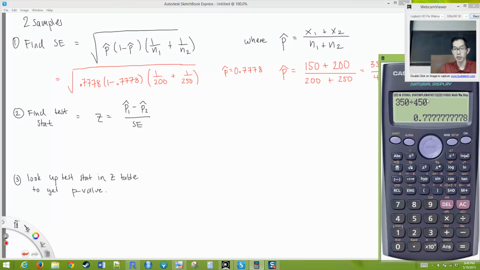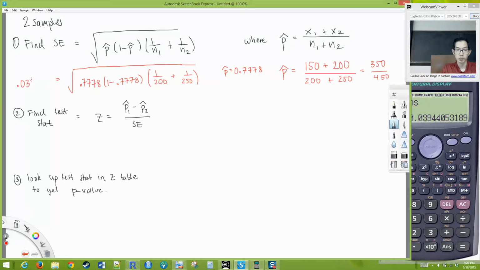I have 0.7777 already in my calculator, so I'm going to just do answer times 1 minus the answer times parentheses 1 divided by 200 plus 1 divided by 250. I'm going to close off the parentheses and take the square root of that number. And I get 0.0394, or 0.03944.